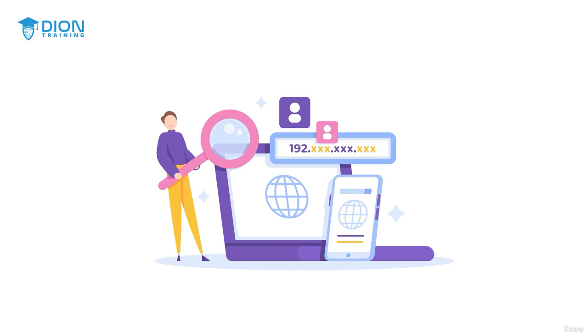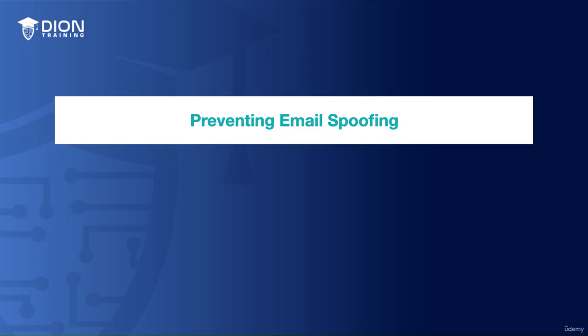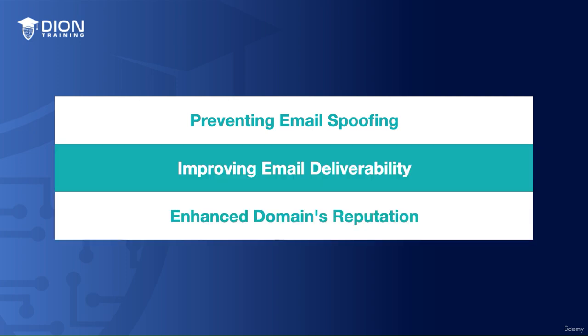For example, if someone at DionTraining.com sends an email, the receiving email server will first check if the IP address of the sender is listed in the SPF record of DionTraining.com before accepting it. If the IP address is not listed as authorized in the Sender Policy Framework, then the email will be marked as spam or it will be rejected by the email server. Some of the benefits of implementing SPF include preventing email spoofing, improved email deliverability, and enhanced domain reputation.